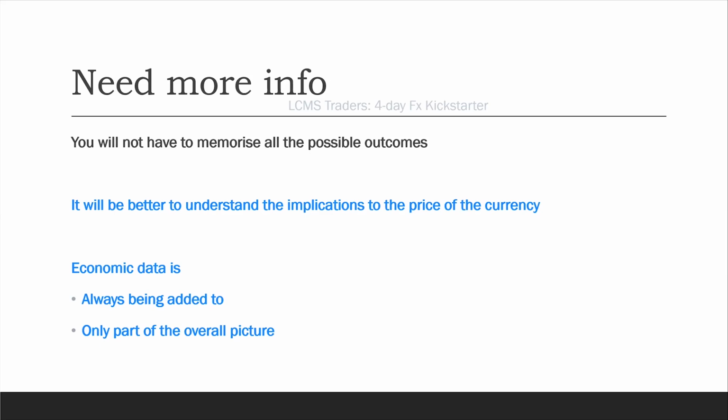Economic data is always being added to. Every day we have new economic data being released. Every day the economic data is going to build the story of where price should be heading. Remember, the economic data is only part of the overall picture. You have to look at trend, support resistance, and indicators, as well as the economic data. All right, I've said economic data way too many times over the past couple of slides, but that probably happened through the whole session this time.